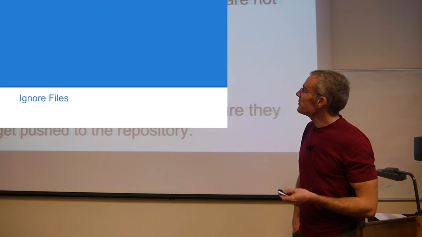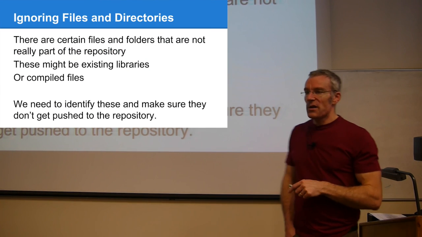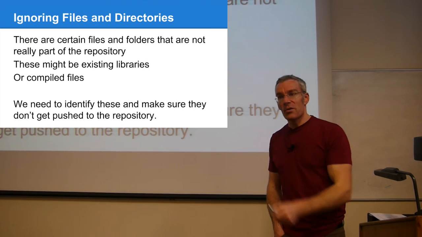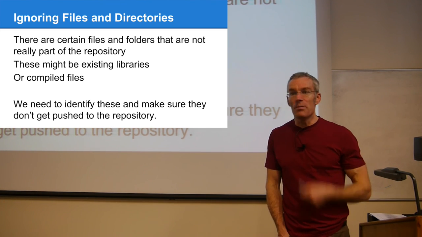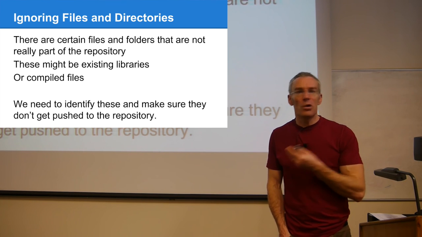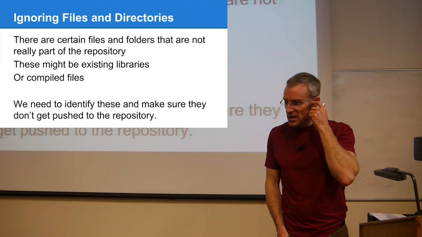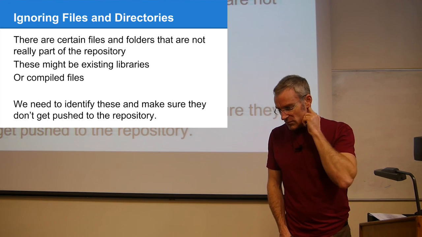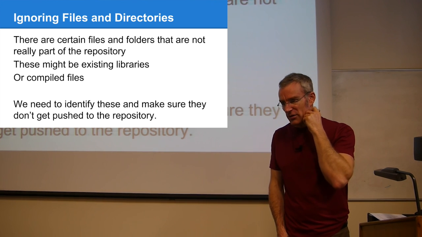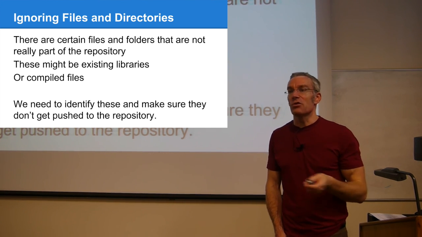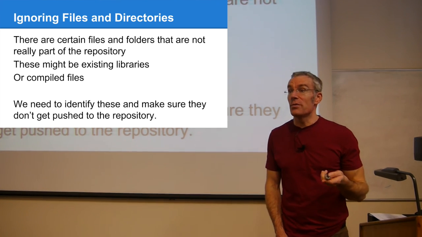Ignore files. This is really simple. There are certain files and folders you do not want part of your repository. If you're working in Xcode, then your binary files, when you compile and create binary files, you don't really want that as part of the repository, do you? Because that's just for you to test. Let's say you're working on Python code, a Google App Engine, anything to do with the datastore, you don't want in the repository. You can exclude certain folders and files from your repository.